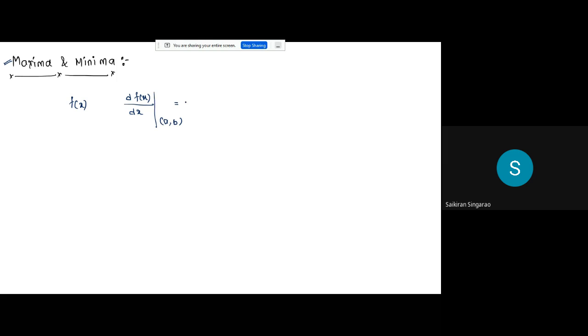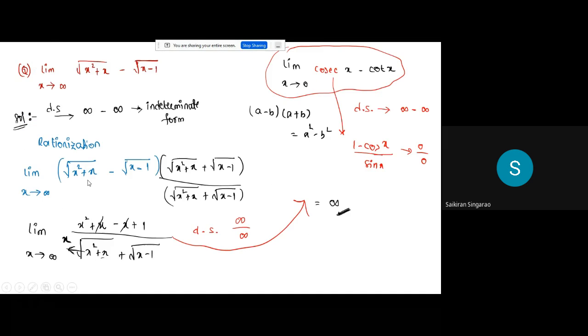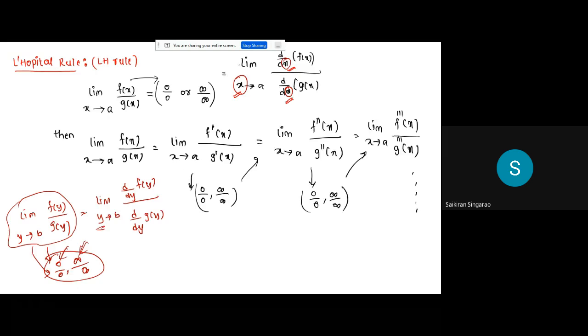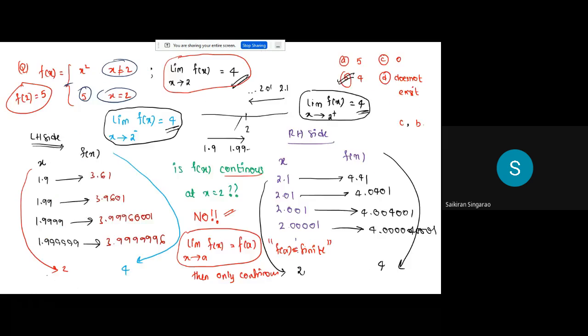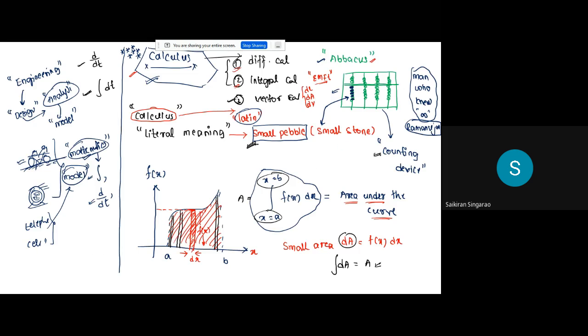Anybody who has listened to the last but one class, where the class got cancelled due to power cut? I cancelled the class, right? That day I told you. What is d by dx? What does differentiation simply mean? I might have told you this already. Slope. Slope, right?